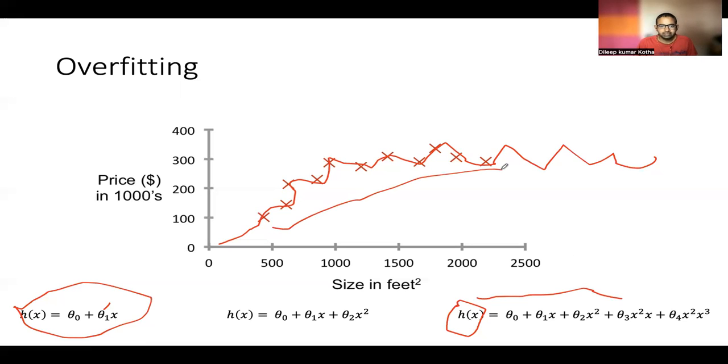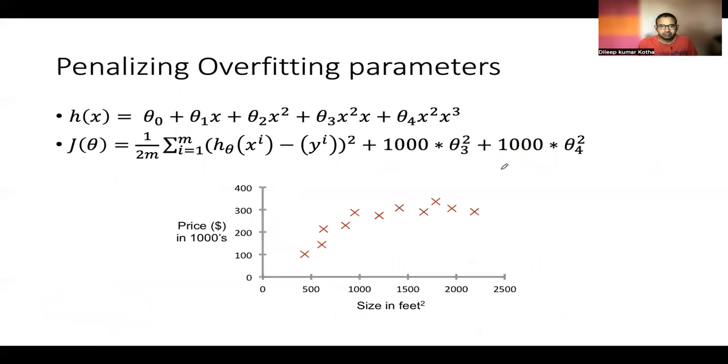Let's move on. Now, given a higher order polynomial hypothesis like this, how do we end up with, for example, a quadratic hypothesis that fits our data well? So what we can do is penalize the parameters theta3 and theta4 such that they will become nearly equal to 0. And then our hypothesis will become like a quadratic equation.